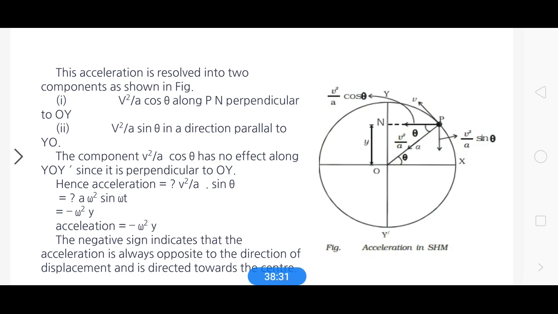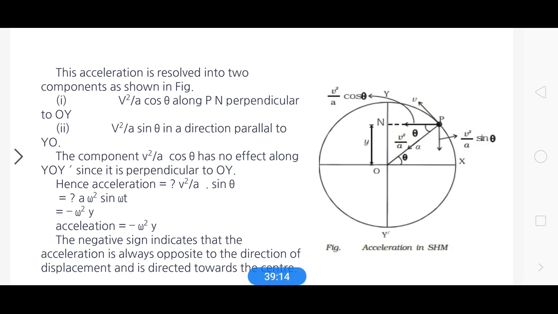Here small a is actually the acceleration. In v square by a sin theta, a is the radius of the reference circle. So if there is any confusion, you can directly use r for the radius of the reference circle, because small a is generally used for the acceleration. So you can use small r in this expression. So acceleration is equal to a omega square sin omega t, and finally acceleration is equal to omega square y.